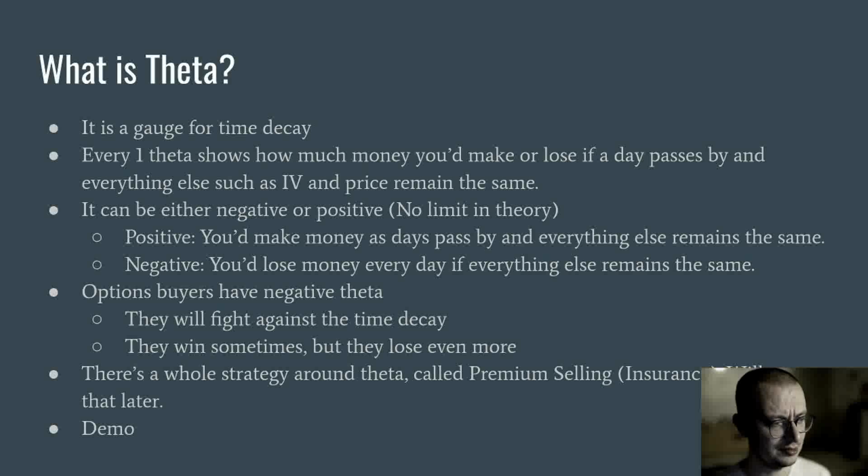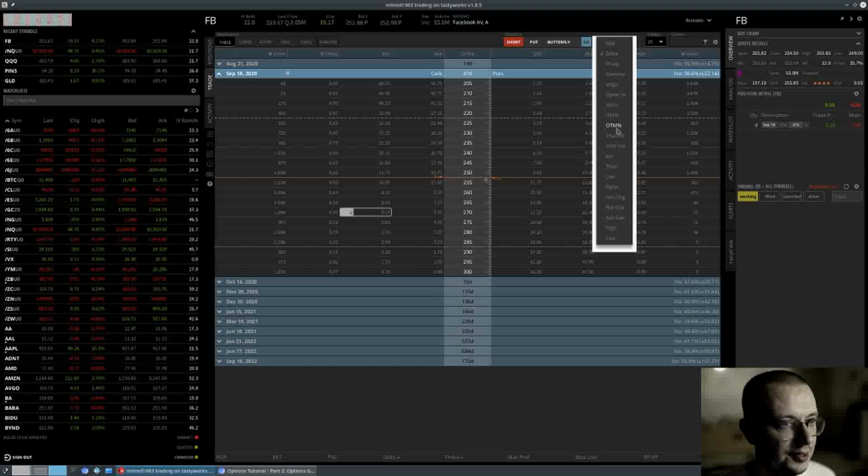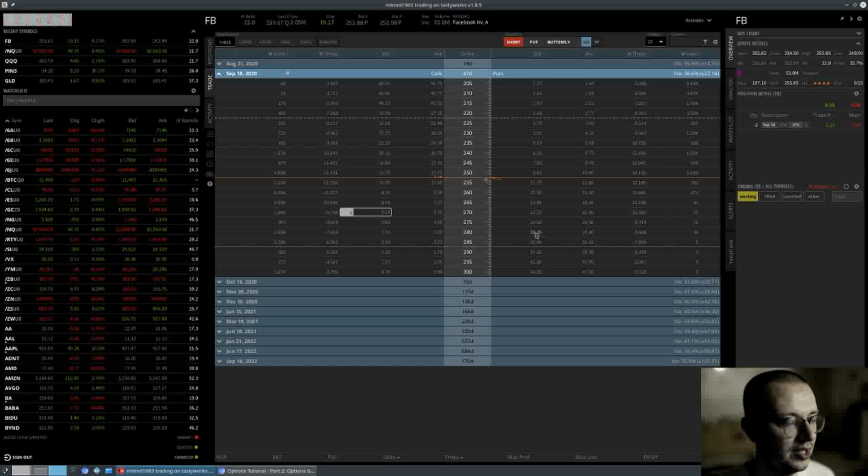There's a whole trading strategy around theta. It's called premium selling or insurance. I will cover that in future tutorials and conversations. Let's see some examples in the platform. I will change this delta to theta. As you can see, I'll give you an example.